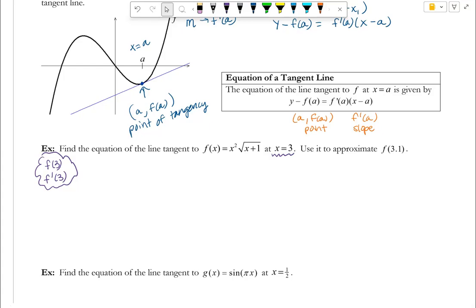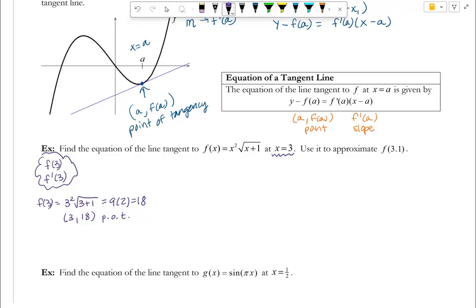It does not matter in which order we find these things. I like to find f of 3 first. That seems like the easier thing to do. So f of 3 is 3 squared plus the square root of 3 plus 1. So that is what, 9 plus 2? Oh no, wait, sorry, not plus, times. Wow, it would really help if I read. Sorry, 3 squared times the square root of 3 plus 1, which is 9 times 2. So 18. So again, when our input is 3, our output's 18. So (3, 18) is our point of tangency. If you see me write POT, that's just standing for point of tangency.